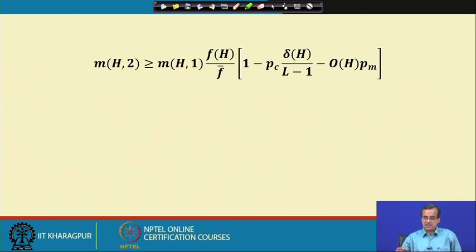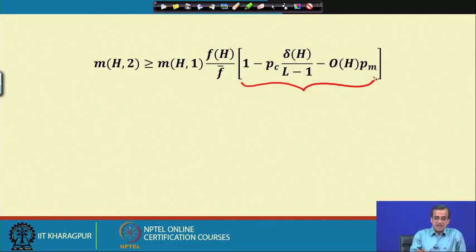Now, I am just going to use this particular equation or inequation, that is m(H, 2) is greater than or equal to m(H, 1) times f(H) divided by f bar, multiplied by [1 minus P_c delta(H) divided by (L minus 1) minus o(H) multiplied by P_m]. Now, the terms within this third bracket indicate the probability of survival, and this f(H) is nothing but the schema fitness, f bar is the average fitness for the whole population.